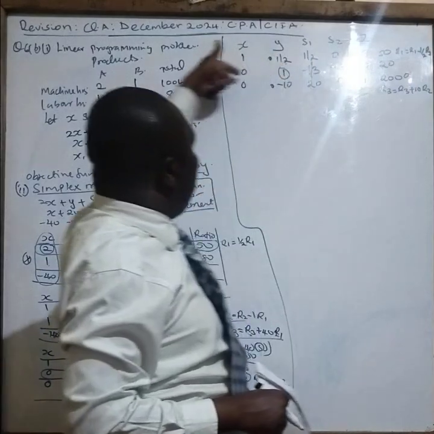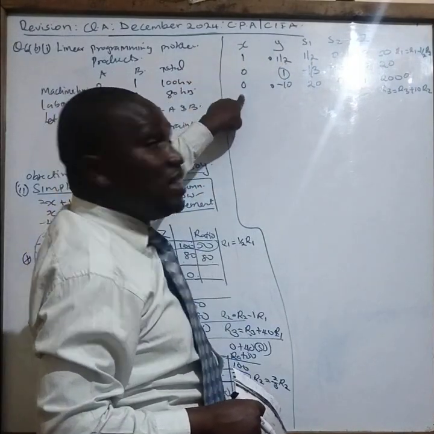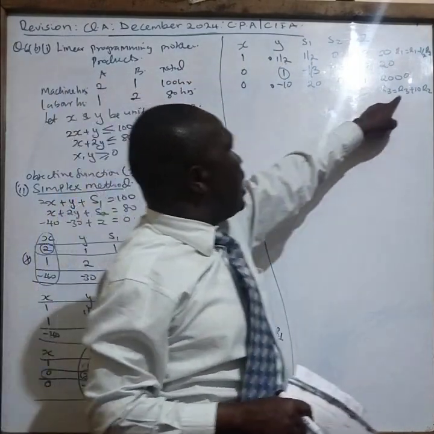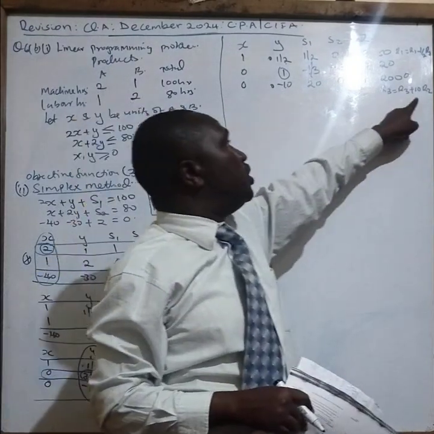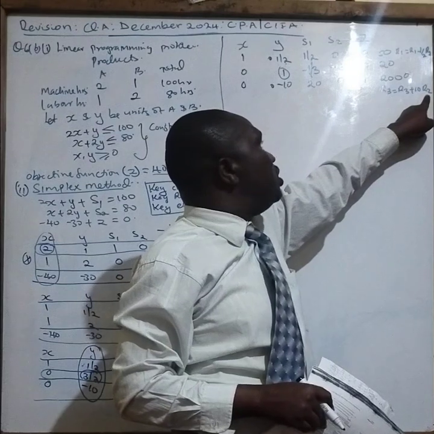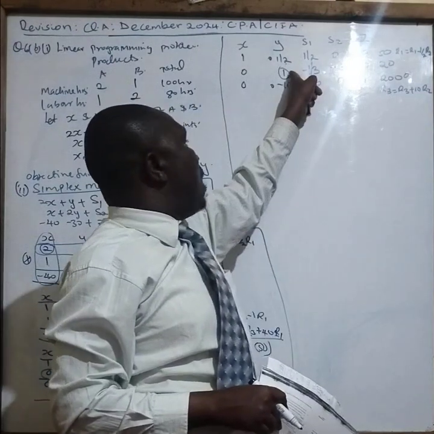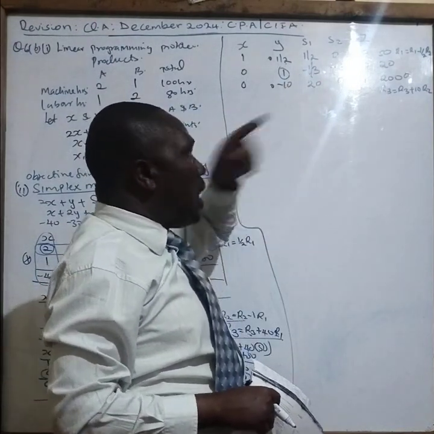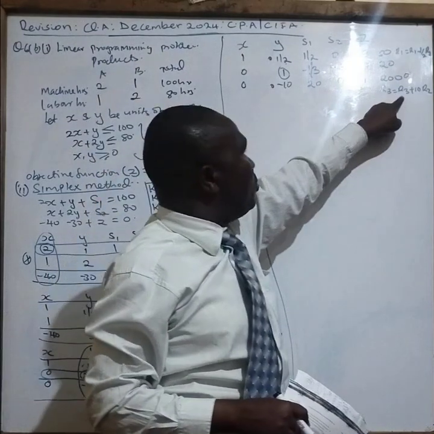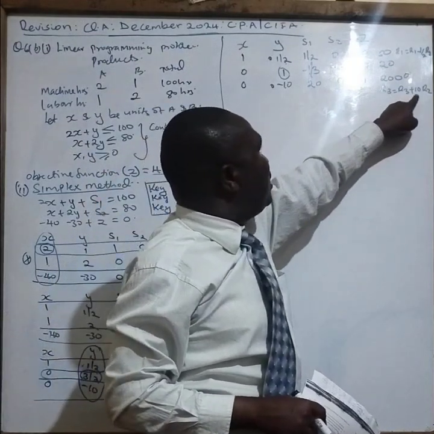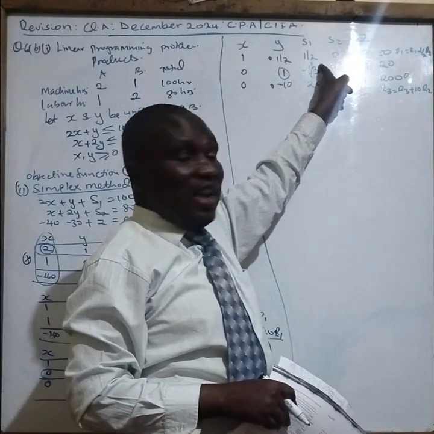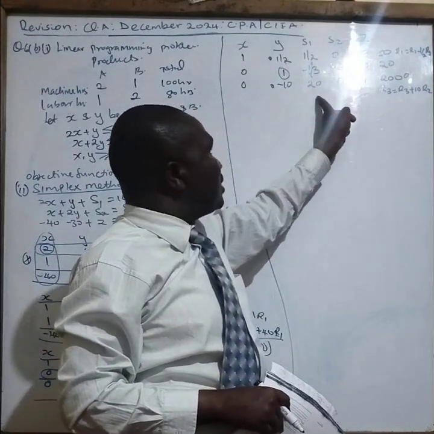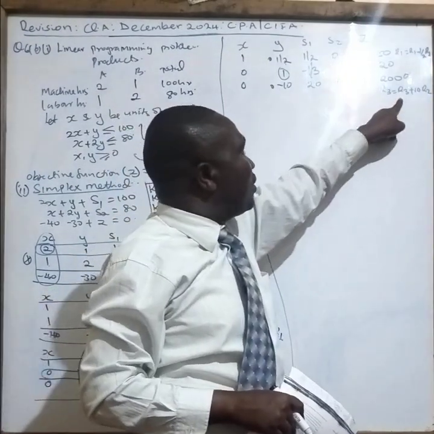So if I say R3, which is 0 here, plus 10 times R2, where my key element is, 0, I will get the answer here. I will take R3, which is the second one, -10, plus 10 times R2, which is this, I will get 1. Then I will take 20 here, plus 10 times R2, which is -1/3. I will get the answer, 0 here, correct?